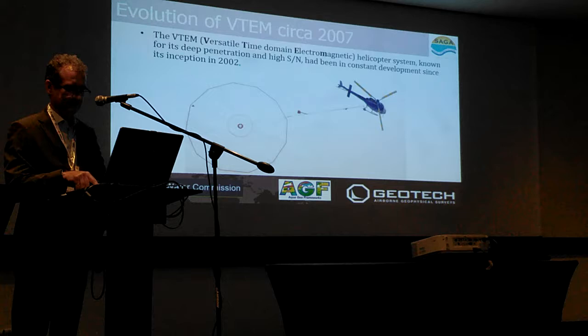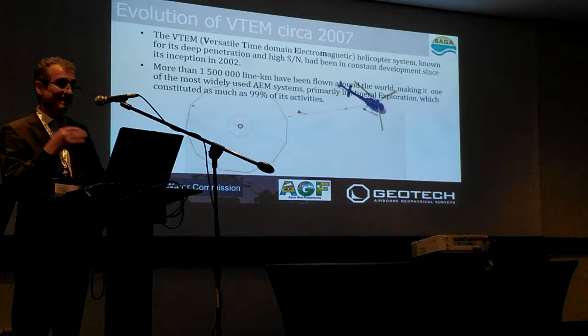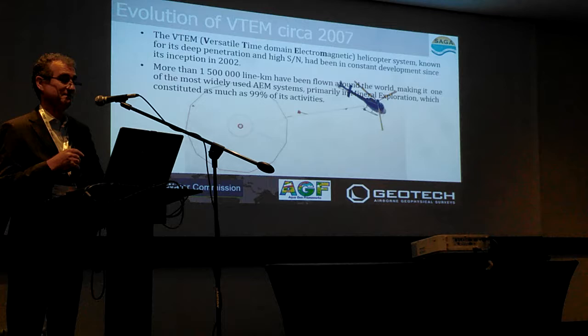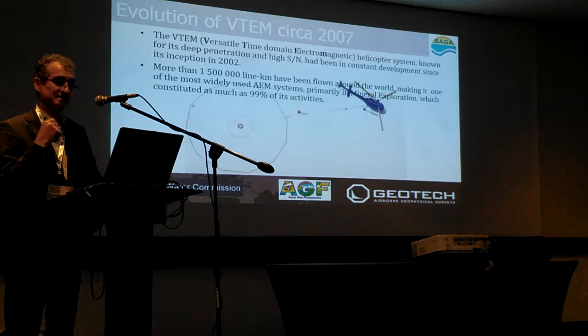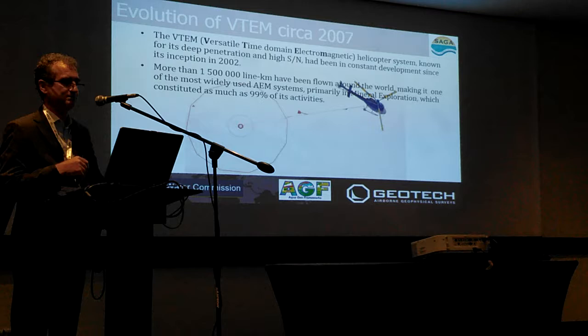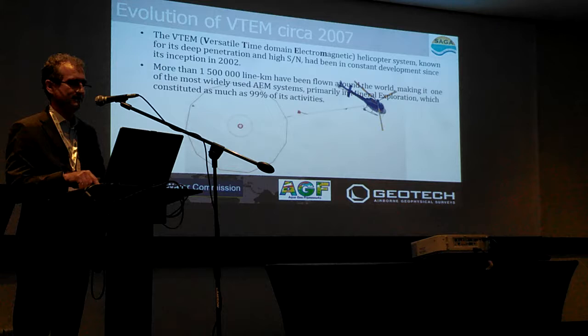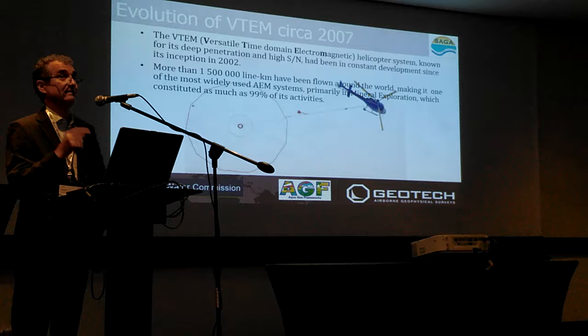It's not static. And actually, in 2007, we had flown more than 1.5 million line kilometers in V10. And that's like what, a space of 5 years. That's not a long time, and that's a lot of kilometers. So it's one of the most widely used airborne EM systems. Its primary use at that point was mineral exploration, and it constituted as much as 99.9% of its activities, I would say. Probably less than 1 out of 100 or 200, or even less than one out of 300 were non-mining surveys.